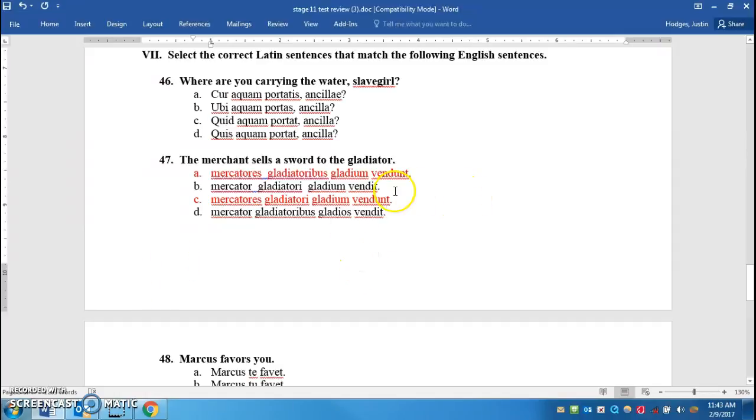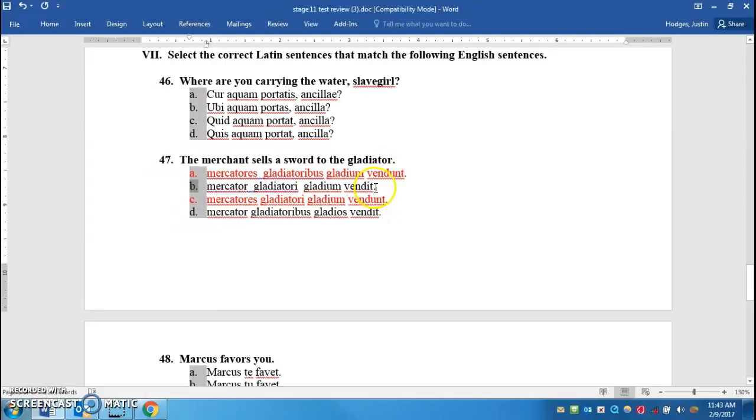Okay, well, now we start moving to the words that are different. We have gladium and gladios. Gladium means sword, and gladios means swords. So, look up here, you see sells a sword. We know for sure that our answer is B.